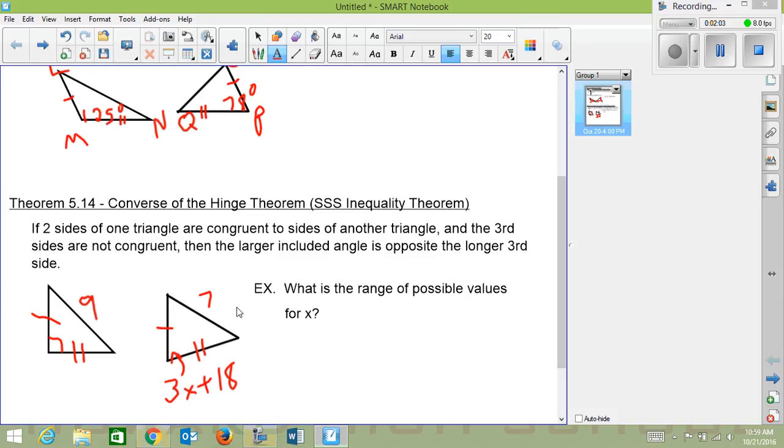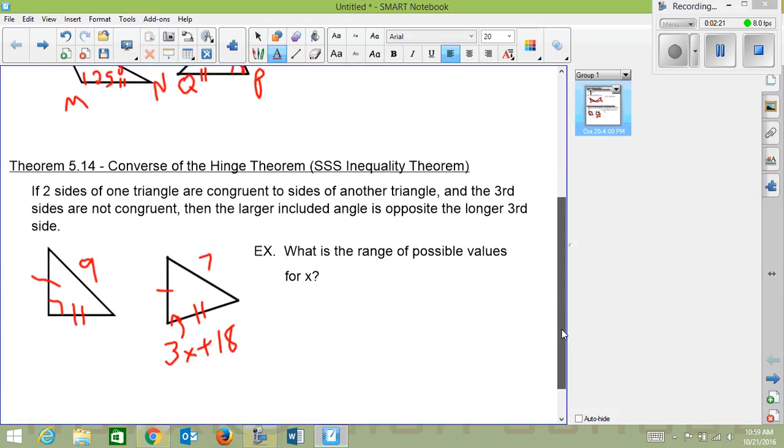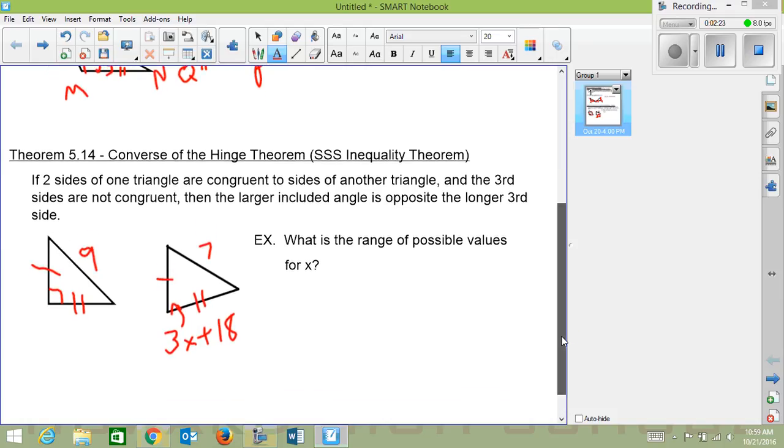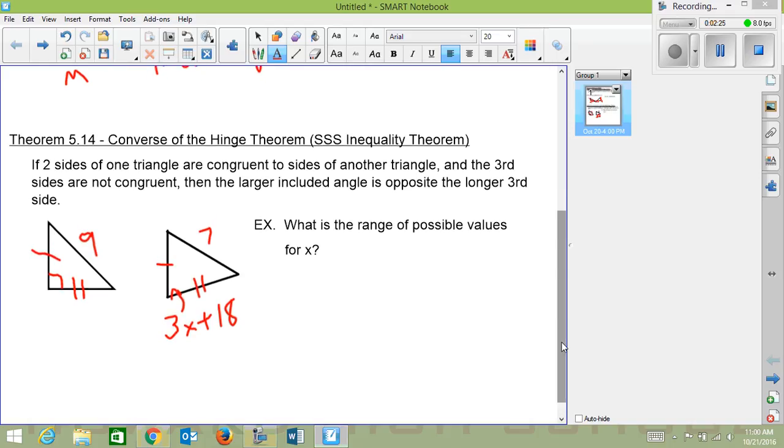Okay, so it's backwards. On this one they gave us the angle, and they wanted to know which side was longer. This one they give us the two sides, and we want to use the fact that because this is the longer side, this has to be the bigger angle to figure out what this angle could be. And this example is a little more detailed, but it's not that hard to solve.